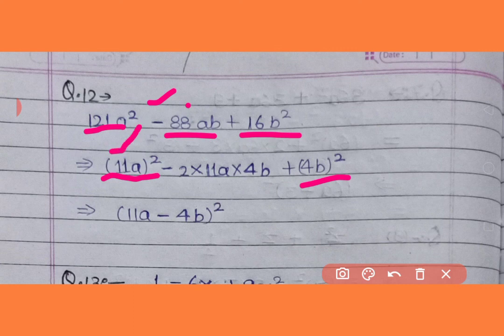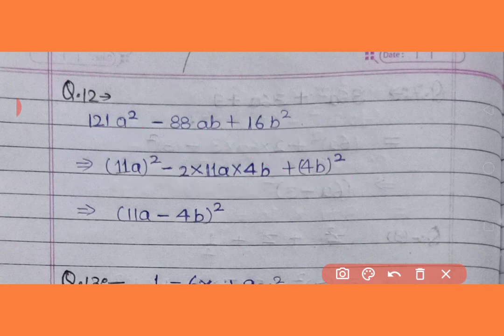Here we have determined 11a as a and 4b as b. So 2 multiplied with a multiplied with b. 11a, as I have told you, is determined as a and 4b is determined as b. So we will write like this and multiply. If its multiplication is coming 88ab, then we are going right. So 4 11s are 44, 44 2s are 88. 88ab is coming, it means we are going on the right track.